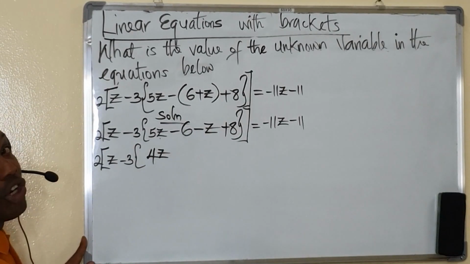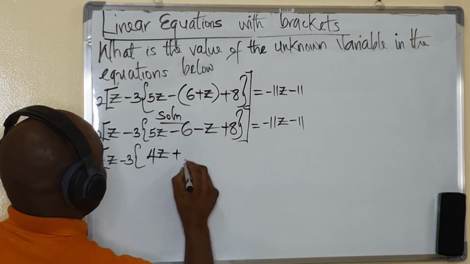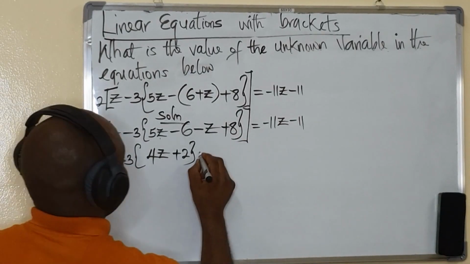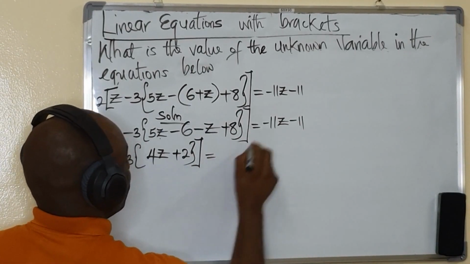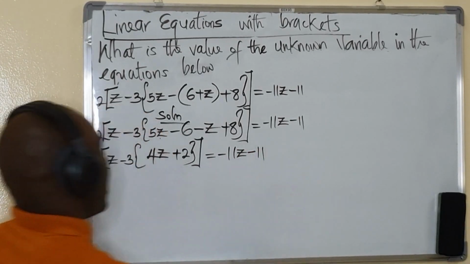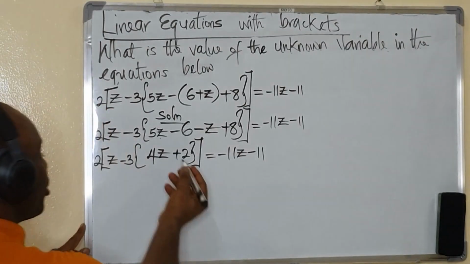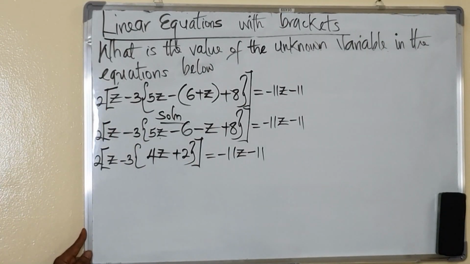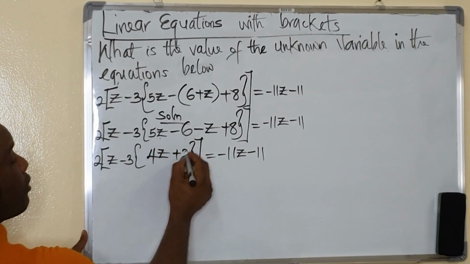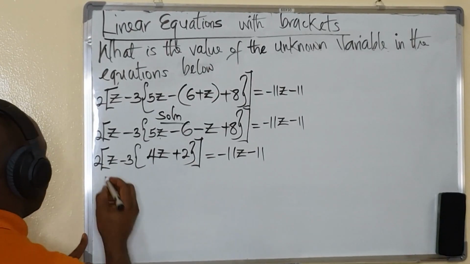We are simplifying the curly bracket first. -6 add 8 will give you +2. So the curly bracket becomes smaller because we have simplified it. Close the big bracket is equal to -11z minus 11. Now at this stage, we can be bold enough to open the curly bracket since we have already simplified it in the first stage. So to do that, we are going to multiply 4z plus 2 using -3, which is outside the curly bracket.